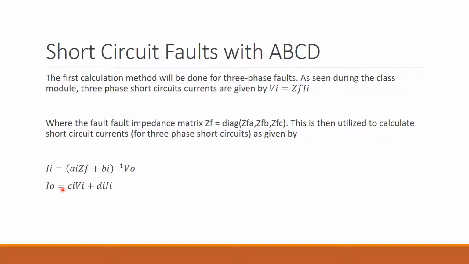And I0 is going to be CI VI plus DI II. So basically our coefficients, once again, multiplied by the voltage VI and the current II. And this gives our I0, or I0 being the fault current.